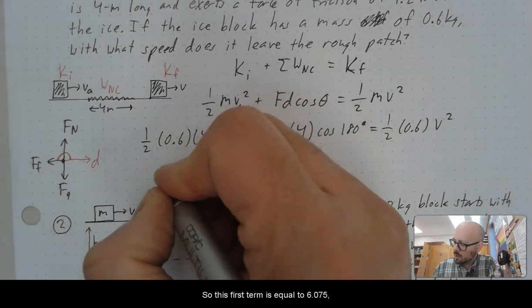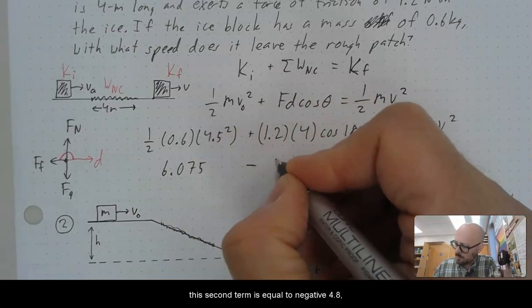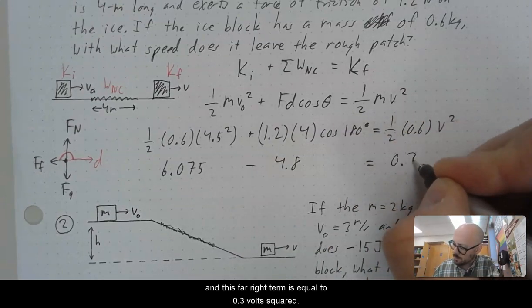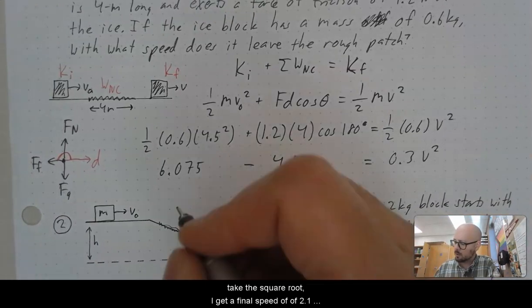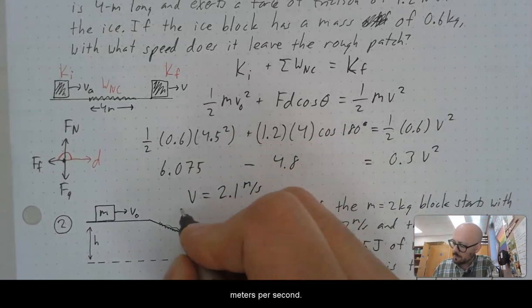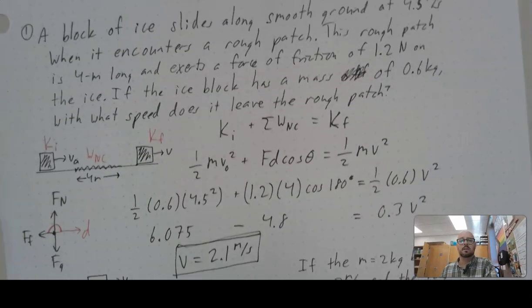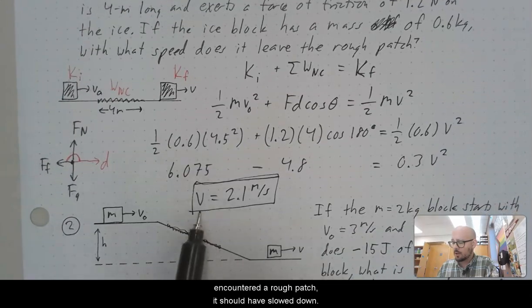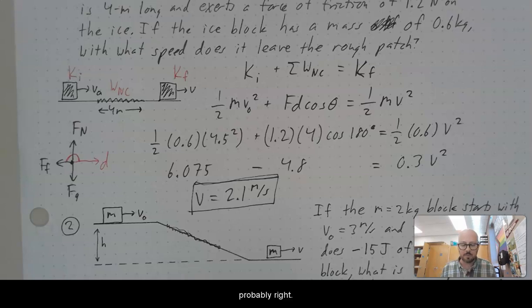So this first term is equal to 6.075. This second term is equal to negative 4.8, and this far right term is equal to 0.3 v squared. So if I combine these two, divide by 0.3, take the square root, I get a final speed of 2.1 meters per second. Now you should always check your answer, right? It should be intuitively right. If it had a speed of 4.5 meters per second and then it encountered a rough patch, it should have slowed down. And so 2.1 meters per second being smaller is probably right.